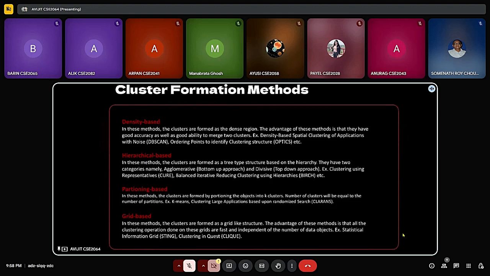Third is partitioning based. In this method, clusters are formed by partitioning the objects into k clusters. The number of clusters will be equal to the number of partitions. For example, K means and CLARANS, clustering large applications based upon randomized search. Finally, grid based. In this method, clusters are formed as a grid-like structure. The advantage is that all the clustering operations are done on the grid, which is fast and independent of the number of data objects. For example, STING, statistical information grid, or CLIQUE, clustering in Quest.